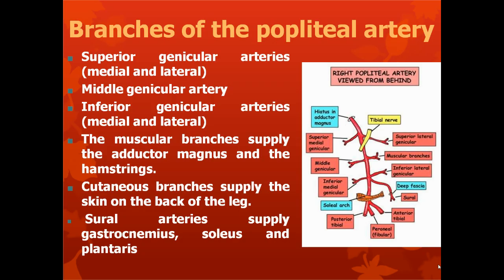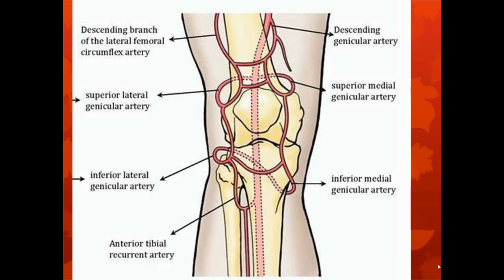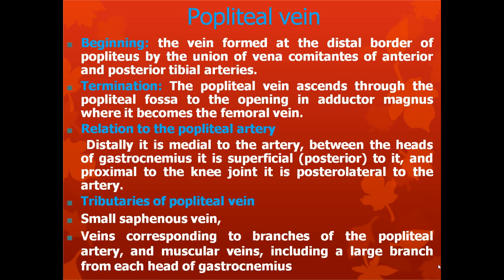Now we will see the branches of the popliteal artery, and these are the superior genicular artery, medial genicular artery, inferior genicular artery, the muscular branches that supply the adductor magnus and the hamstrings, cutaneous branches that supply the skin on the back of the leg, and sural arteries that supply the gastrocnemius, soleus and plantaris muscles. So these are the genicular arteries. You can see these are the branches of the popliteal artery here.